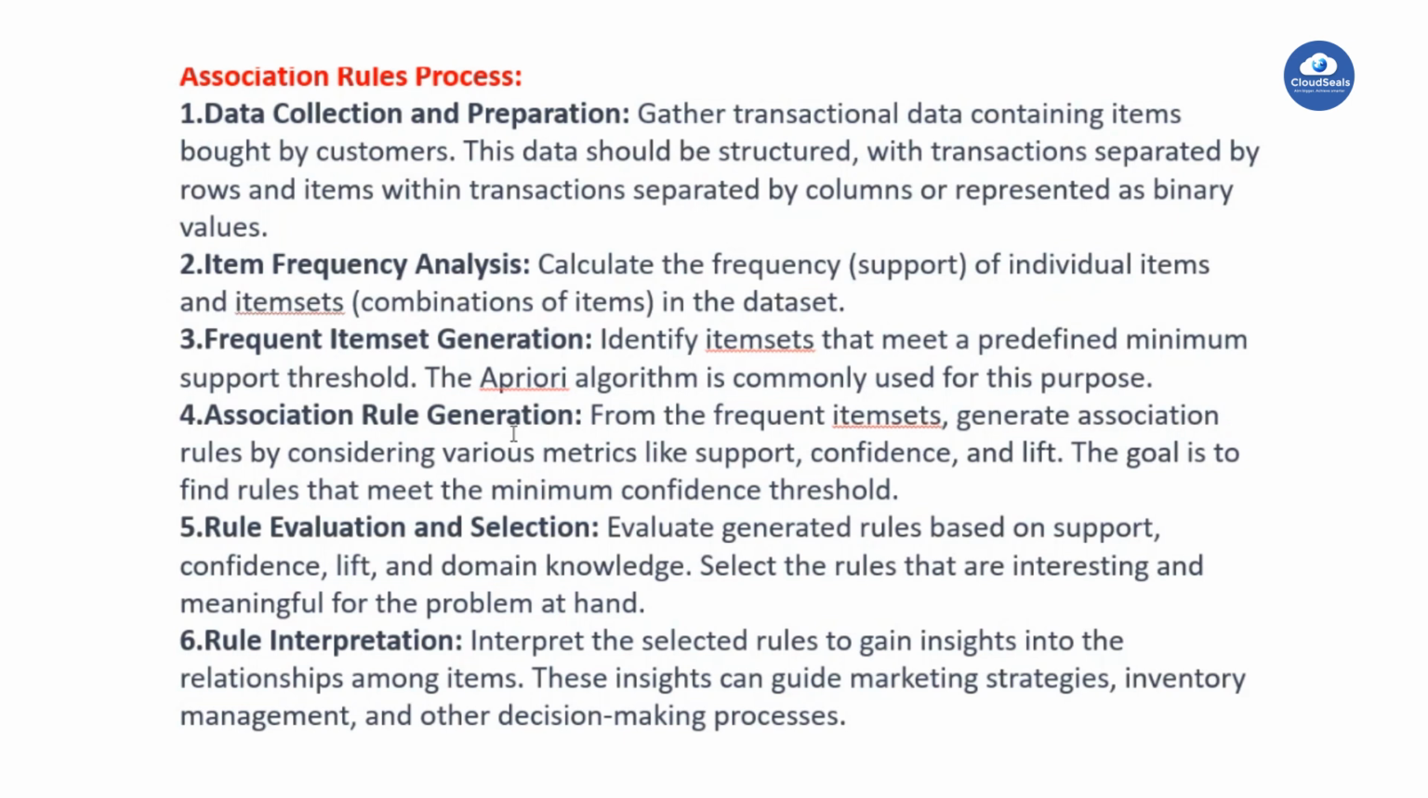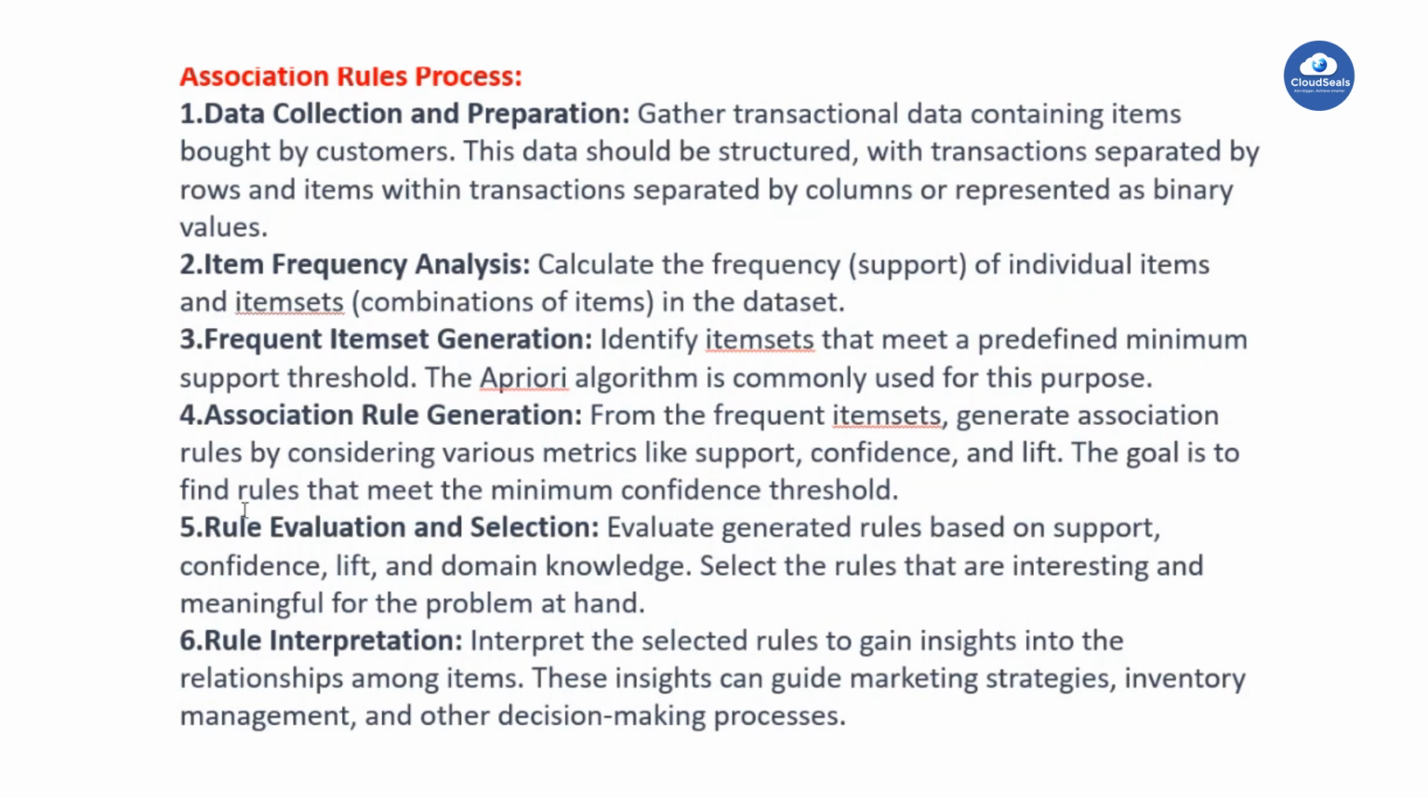Then after, association rule generation. From the frequent item sets, we generate association rules by considering various metrics like support, confidence, and lift. The goal is to find rules that meet the minimum confidence threshold. Then we will calculate the confidence. If the confidence of the particular association rule is exactly the minimum threshold value or more, then we will finalize that association rule. If the confidence of that particular association rule is less than the minimum threshold value, what will we do? Simply we will ignore that association rule.